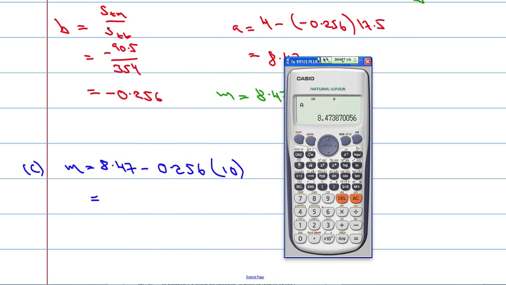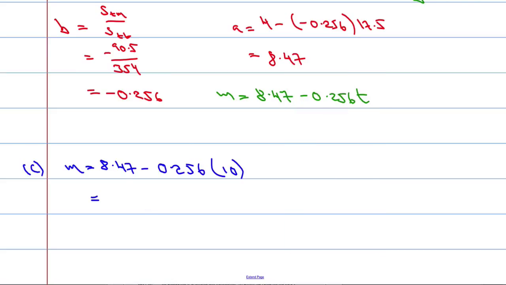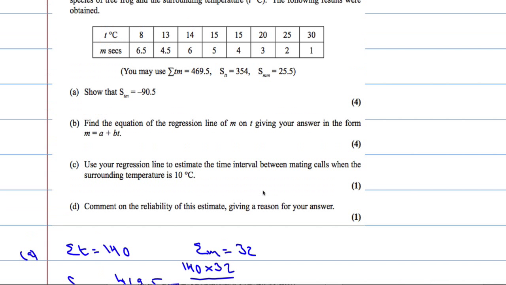Let's pop that into the calculator. We've got it there. 8.47 minus 0.256 times 10. It's going to give us 5.91. So 5.91, and then finally we're asked to comment on the reliability of the estimate giving a reason.